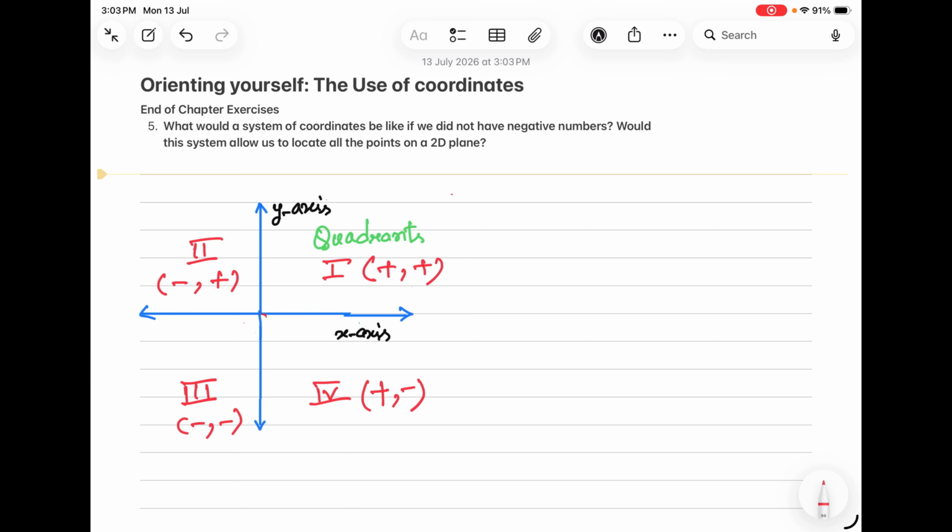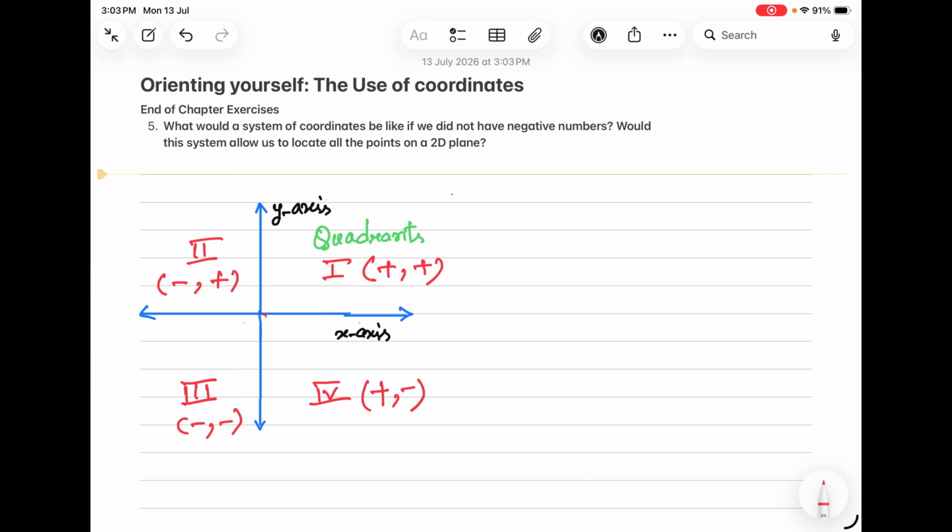Now according to the question, if we did not have negative numbers, see, except for the first, the second, third and fourth all have negative coordinates. But we did not have negative numbers, so the coordinates could only be in the first quadrant or in the origin, correct? So the coordinates could only be 0 or positive. That's why we can locate the points only in the first quadrant or in the origin. Therefore, such a system would not allow us to locate all the points on a 2D plane.